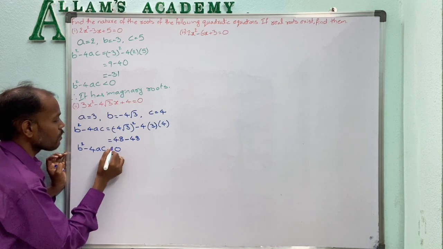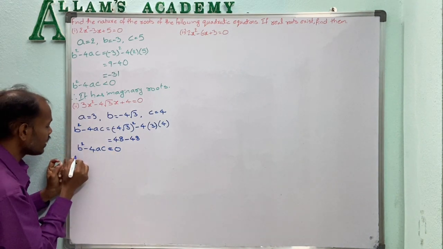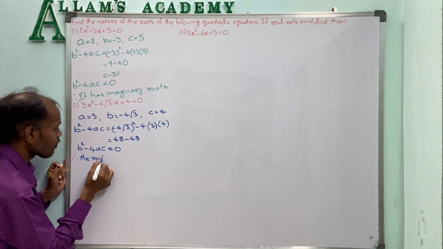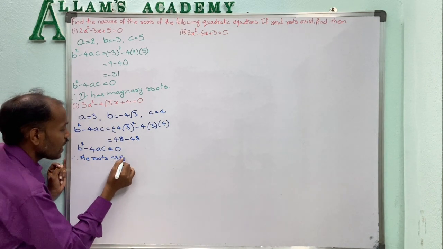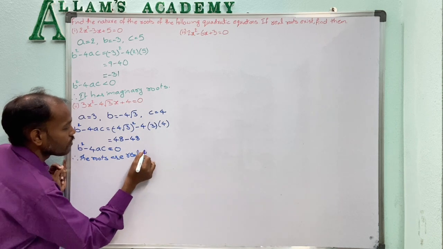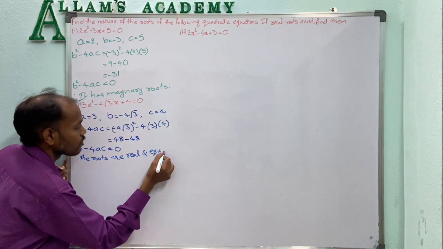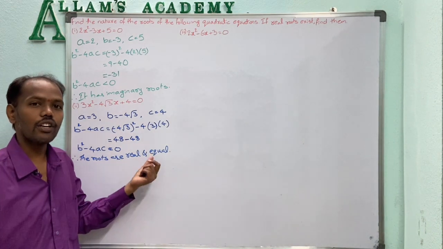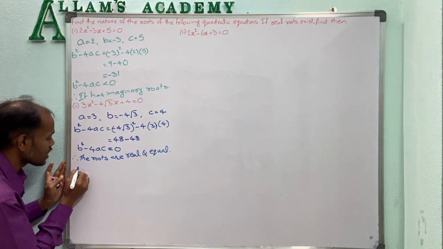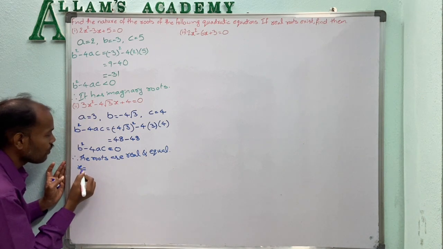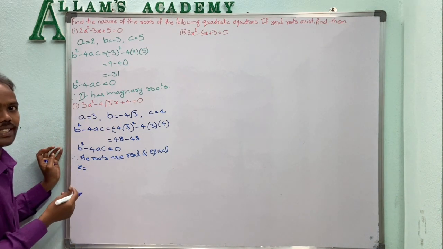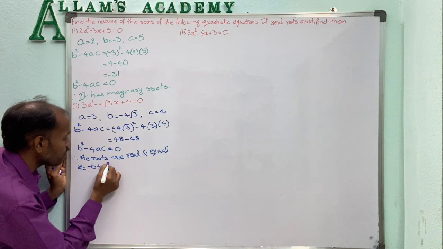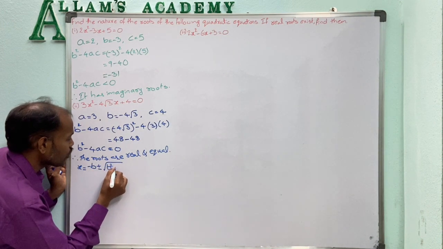So if b square minus 4ac equal to 0, then the roots are real and equal. So now the roots exist, then we have to find the roots. So the general form for finding the roots of the quadratic equation, the principle is minus b plus or minus under root b square minus 4ac by 2a.